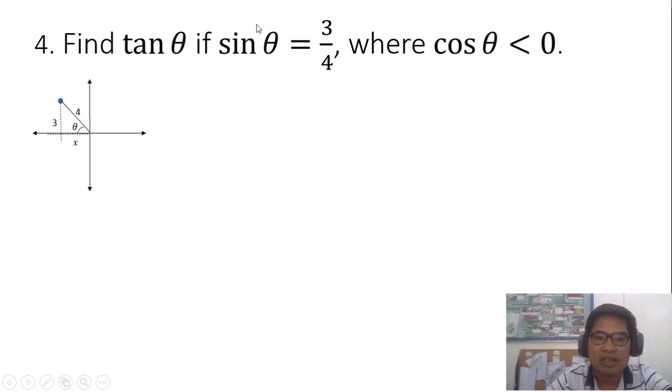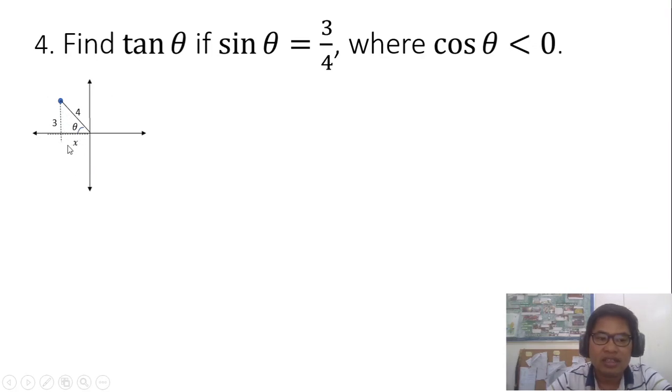So remember, sine theta is just the opposite over the hypotenuse. So it means this is the y value and this is the hypotenuse. So the hypotenuse is 4 and y is 3. It is on this side since cosine is less than 0. So, it is in the second quadrant. So, remember that x is negative.